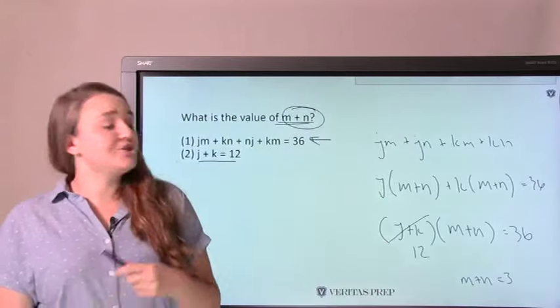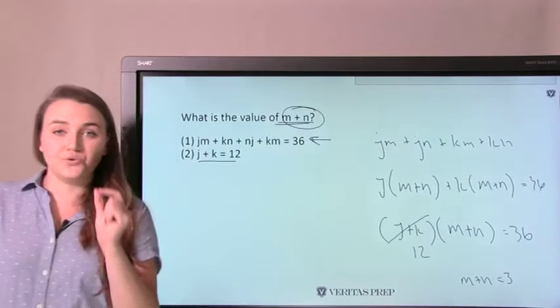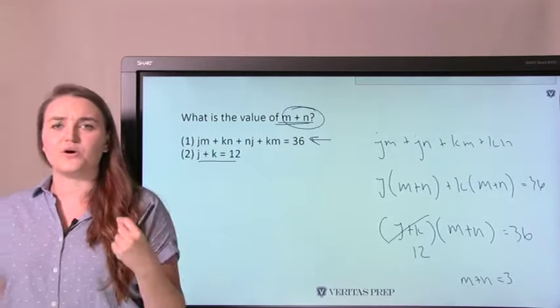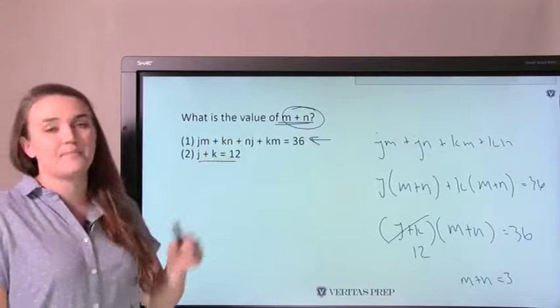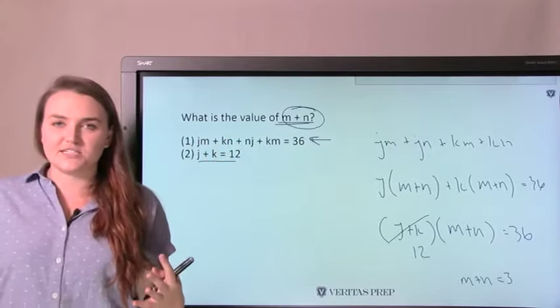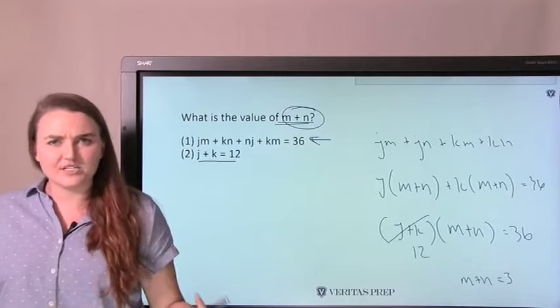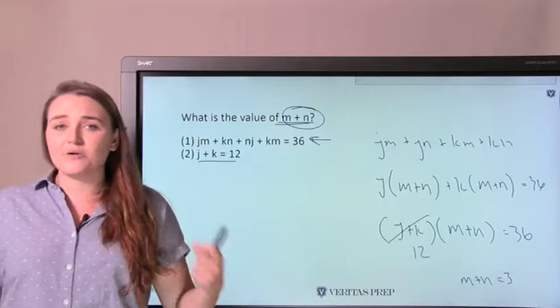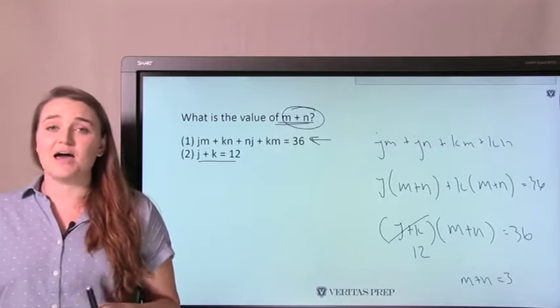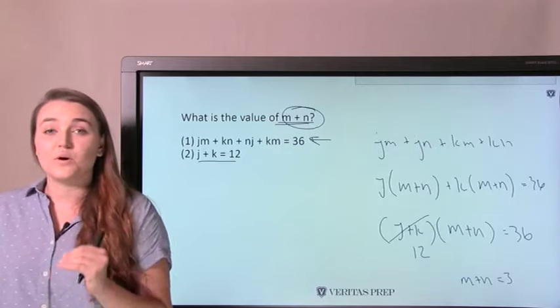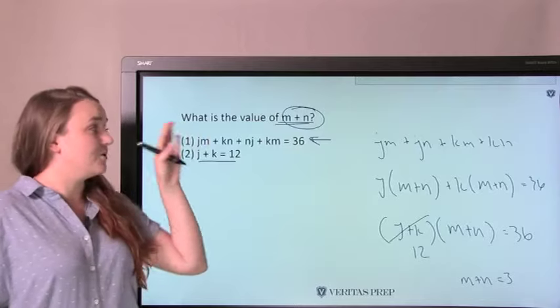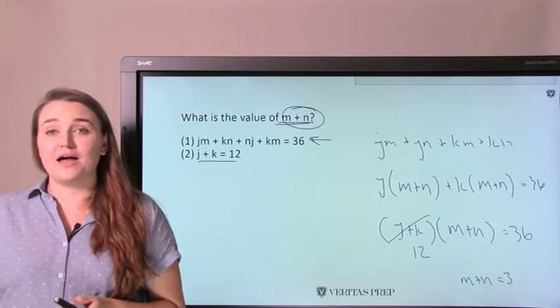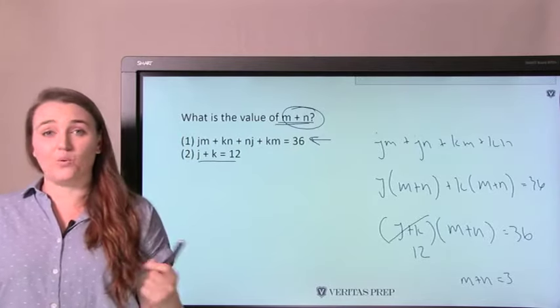Now, as soon as you got to a point where you recognized you could isolate m plus n as a unit, certainly in data sufficiency, we can stop there, right? We don't need to move through all the calculation. I want to make sure I've got everyone on the same page, so I've routed us through the rest of the algebra, but keep in mind, as soon as we recognize that we're able to isolate and solve for definitively one value for m plus n, we're in good shape, we're done.